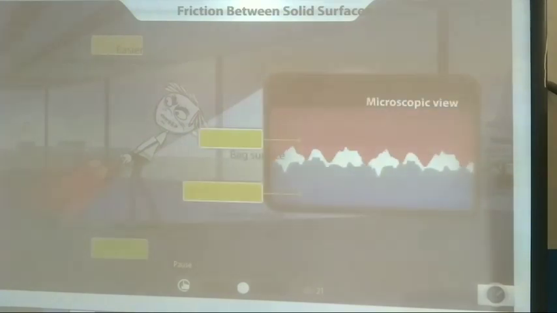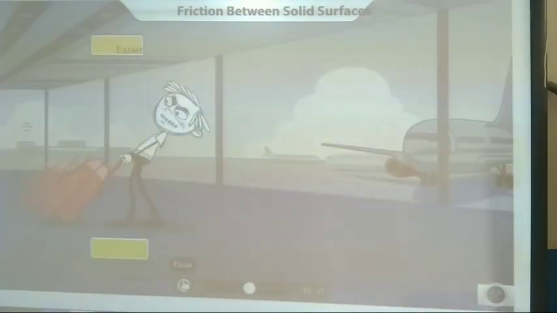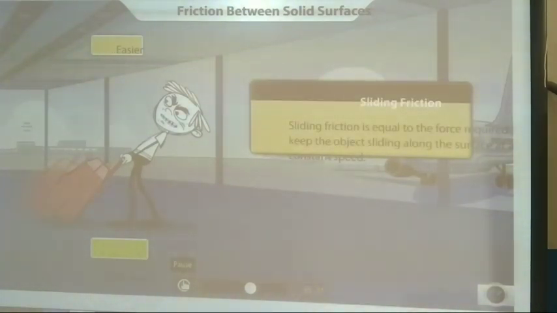But when the object is already moving, there isn't enough time for the irregularities to lock into each other. That's why the force of friction in this case is less than the static friction. Such a friction caused by an object in motion is called sliding friction.